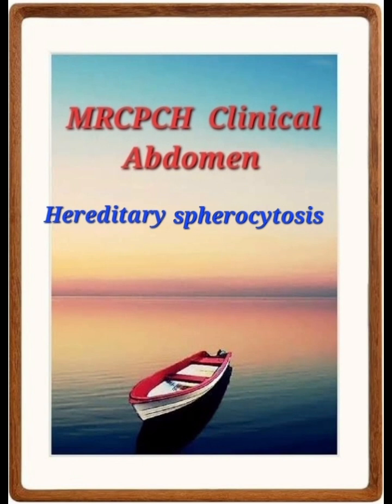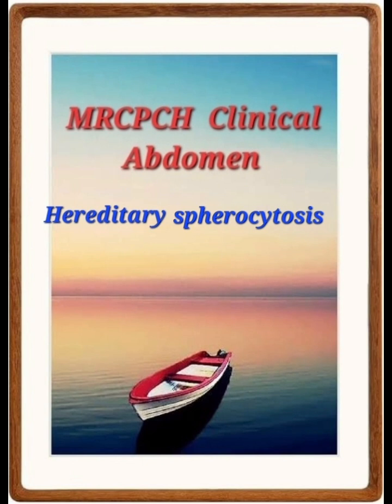Then we go on to the investigations. What we do clinically, first we tell the confirmatory test, that is the EMA test, eosin-5-maleimide. Then genetic testing and counseling. On full blood count we find normocytic normochromic anemia with reticulocytosis.